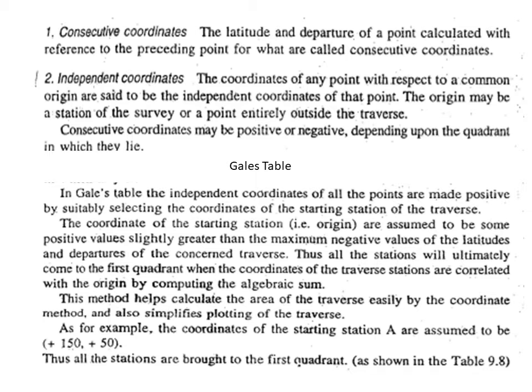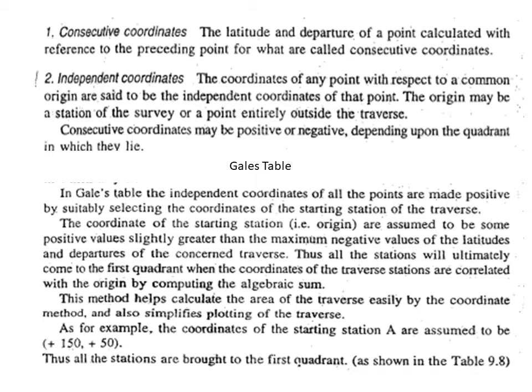Consecutive coordinates may be positive or negative depending upon the quadrant in which they lie. In Gales tables, the independent coordinates of all points are made positive by suitably selecting the coordinate of the starting station of the traverse. The coordinates of the starting station, that is origin, are assumed to be some positive values slightly greater than the maximum negative values of the latitude and departure of the concerned traverse. Thus, all the stations will ultimately come to the first quadrant when the coordinates of the traverse stations are correlated with the origin by computing the algebraic sum.